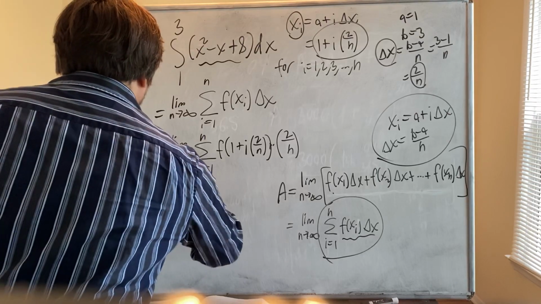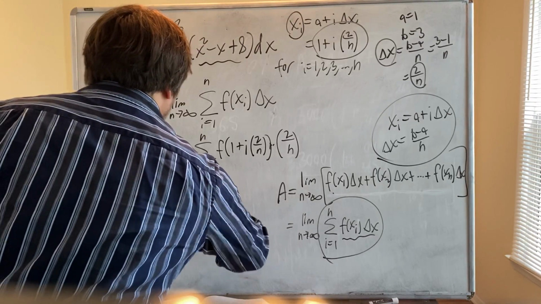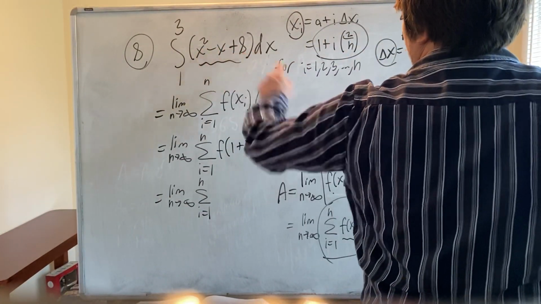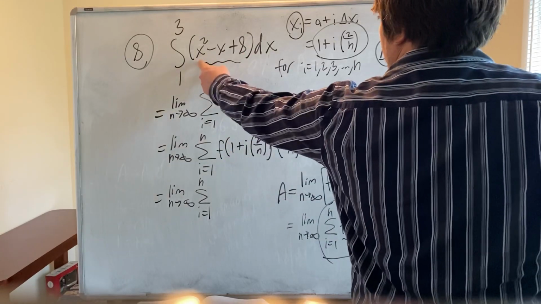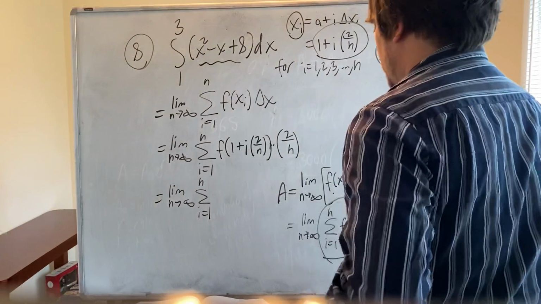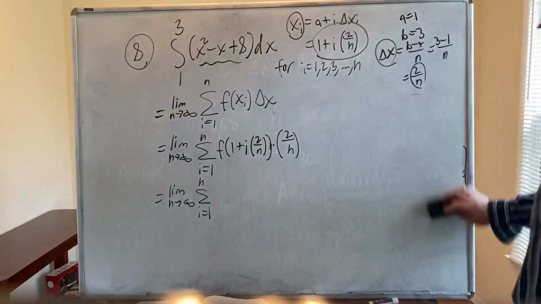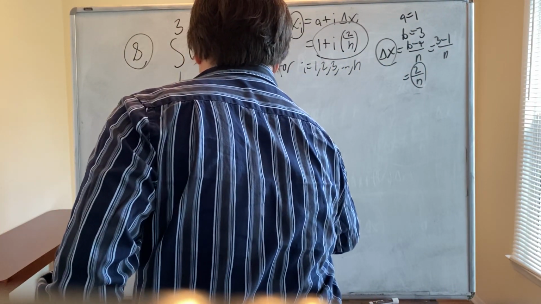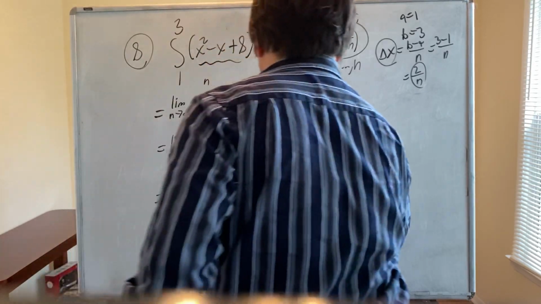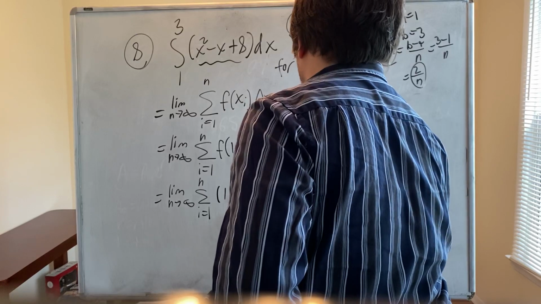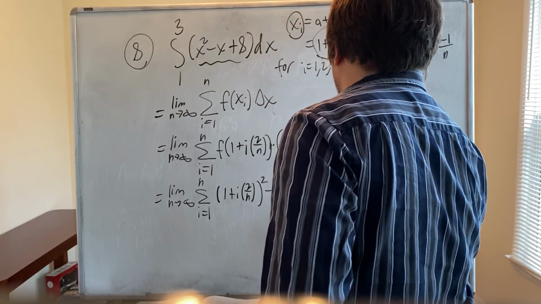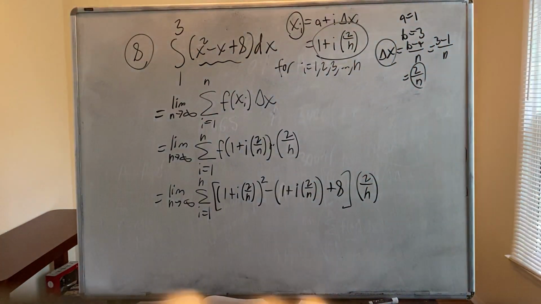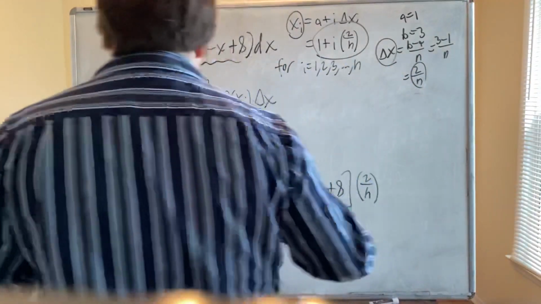Okay? This is equal to the limit as n approaches infinity of the sum from i equals 1 to n. f of something is that something squared minus that something plus 8. So we're just going to plug that into here. I'll erase this. Okay. This is f plugging in there. So you get 1 plus i times 2 over n, squared, minus 1 plus i times 2 over n, plus 8, times 2 over n. Okay, so now let's multiply this out and combine like terms.